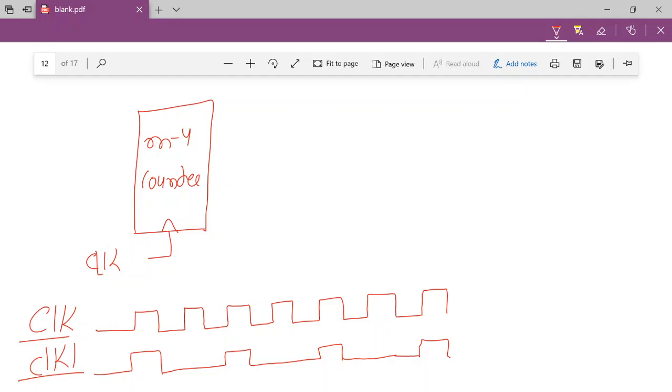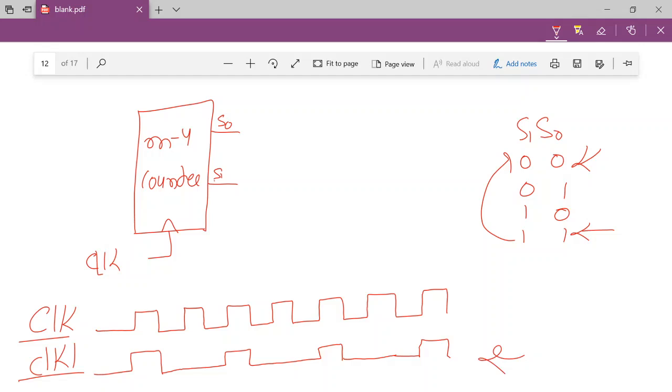Again, this is a modulo 4 counter, so there would be two outputs, assuming the outputs are S0 and S1, right? We can say that S0 and S1 would go like this: 0 0, 0 1, 1 0, 1 1. That's how the counter will perform, right? It starts with the 0th state, goes up to 3, and then comes back to the 0th state. And we want to produce a signal like this one.